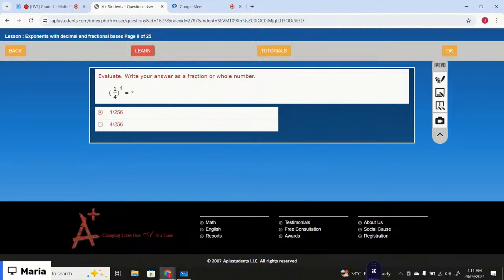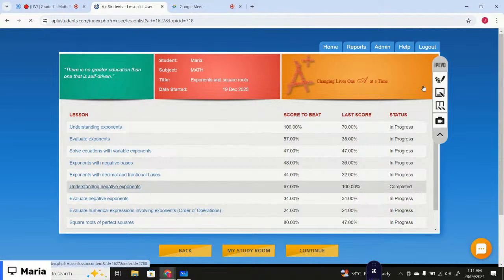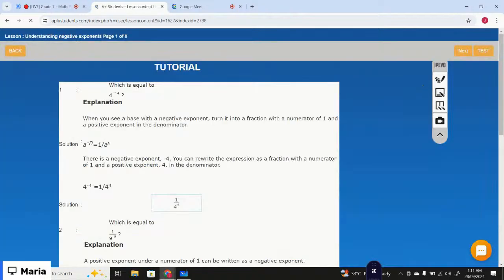Okay, you can complete the lesson by yourself later today. Let me just move on to next lesson. And the next lesson is understanding negative exponents. Let's just start with the next lesson. Okay, which is equal to 4 exponent negative 4.